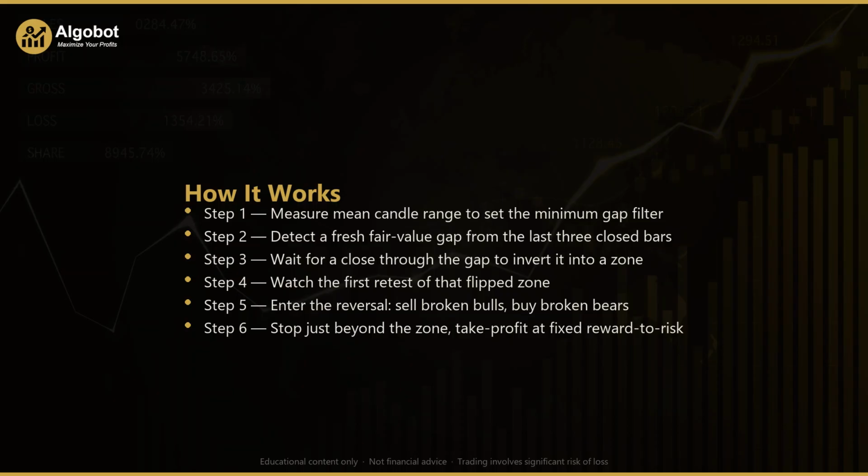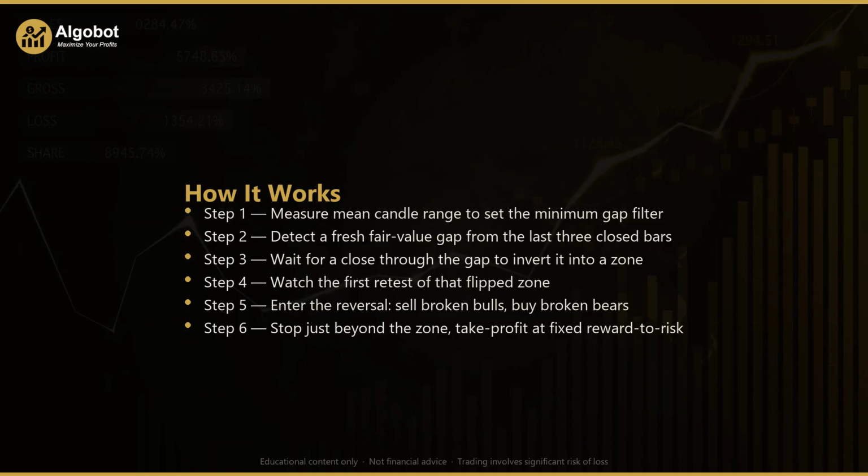Now comes the inversion. For a bullish gap, the strategy watches for a candle to close below the bottom edge of the gap. That close invalidates the gap and flips it into an inverted supply zone, a potential sell setup. For a bearish gap, it watches for a close above the top edge, flipping it into an inverted demand zone, a potential buy setup. Each gap is given a limited window to invert. If it never does, the EA simply drops it and moves on.